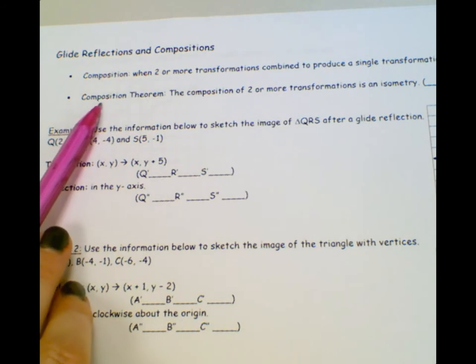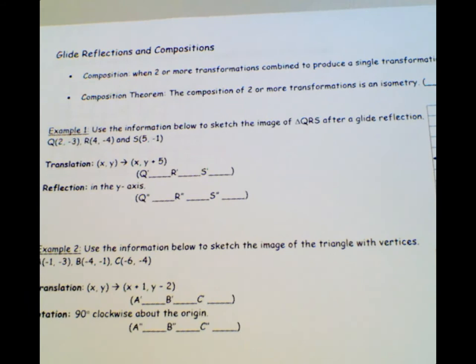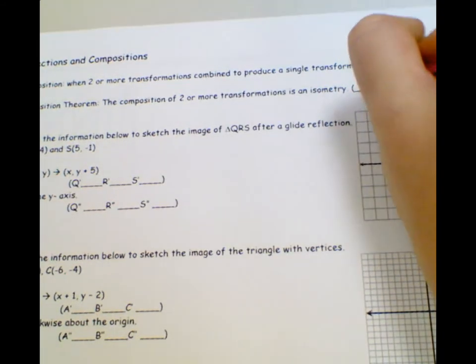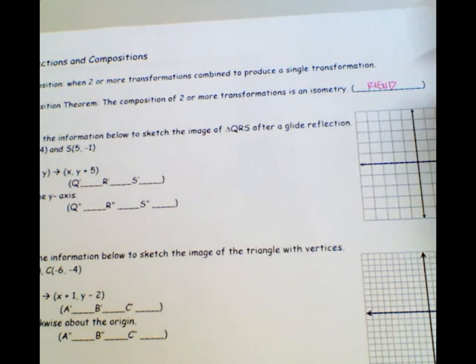Composition theorem right here: the composition of two or more transformations is an isometry. Now, isometry, remember, means that it is rigid. So remember, rigid means that they're the same size throughout. So even though we're doing a bunch of things to our shape, most of the time it's triangles, it should not get smaller or bigger. It's going to stay the same.